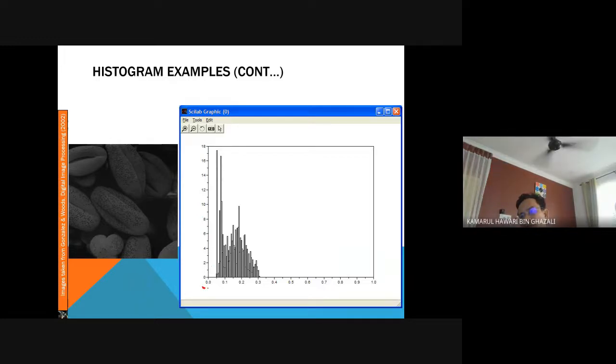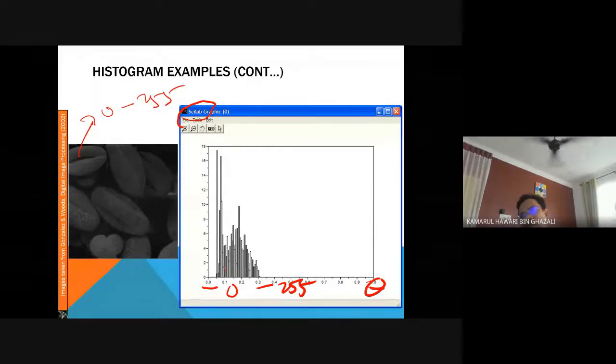Histogram ni dia it's plot 0 to 1 lah, because apa? Normalize. It's actually 0 to 255. Tapi dia normalize lah. Normalize means that dia divide by 255. All value divide by 255. 1 ni is 255 lah. Because our pixel value is 0 to 255 kan. Scilab ni is open source of MATLAB. There are software of open source. The function is similar to MATLAB. Dinamakan Scilab. Free ni. Dia tak payah bayar license.